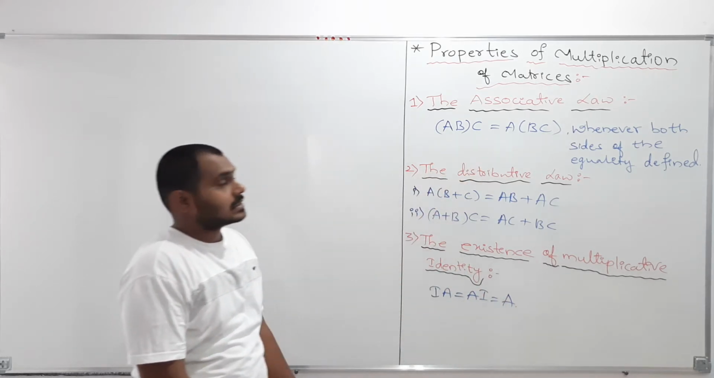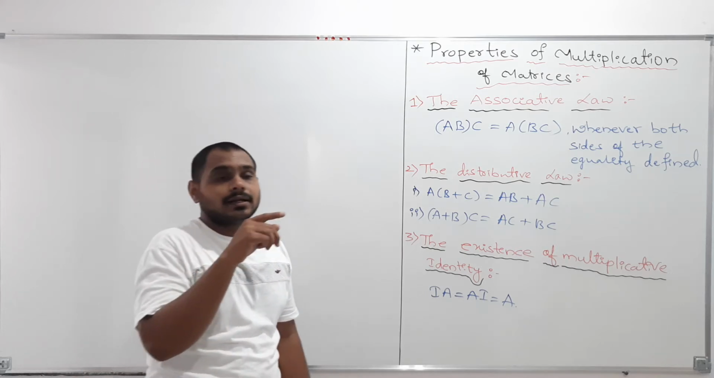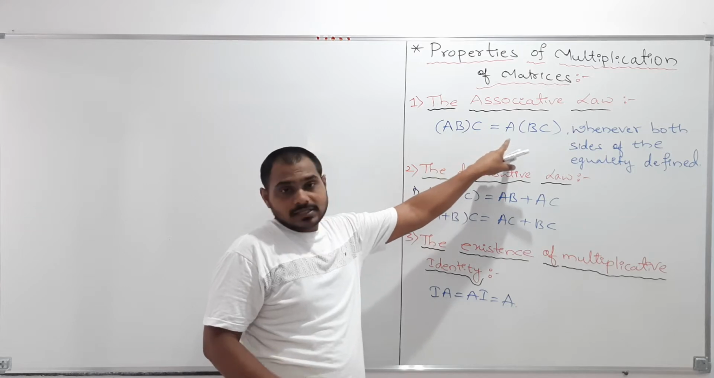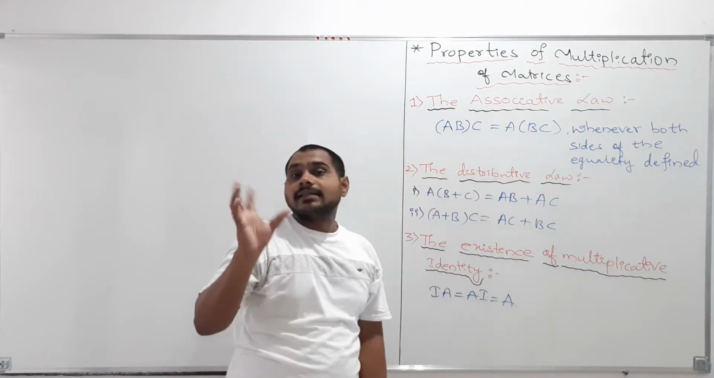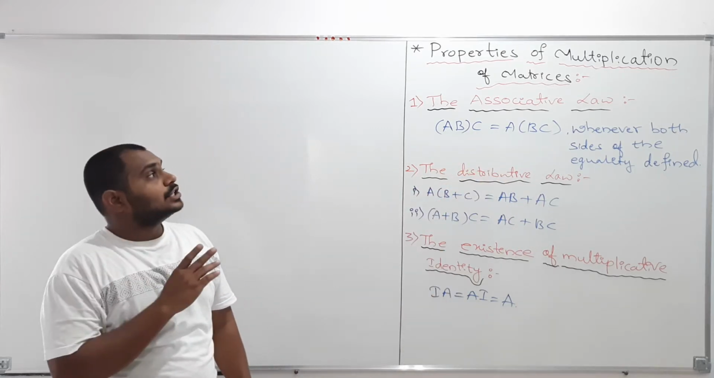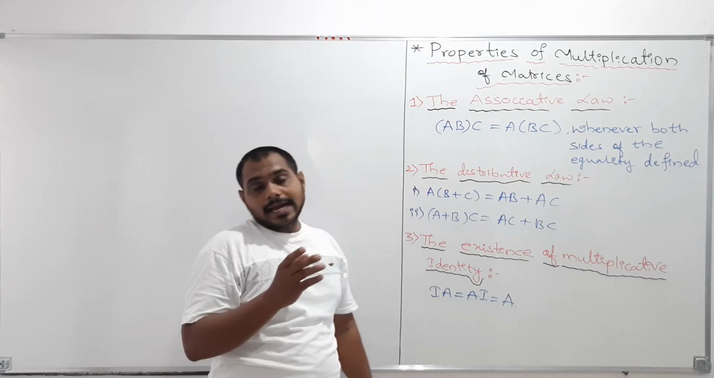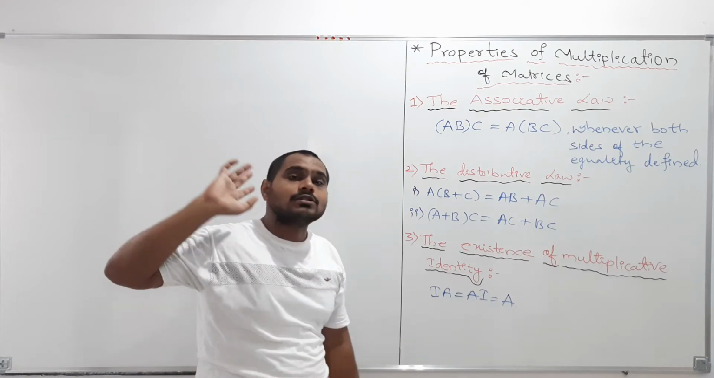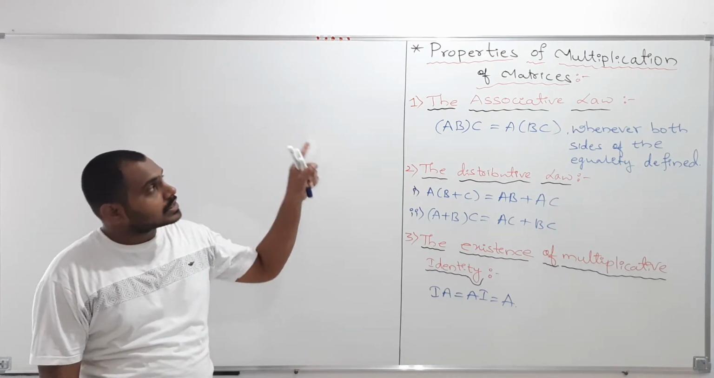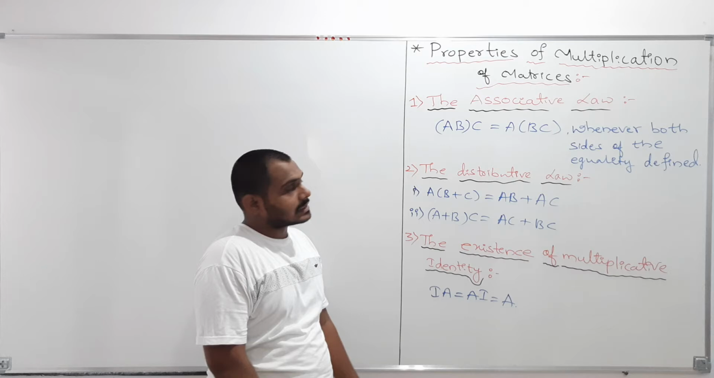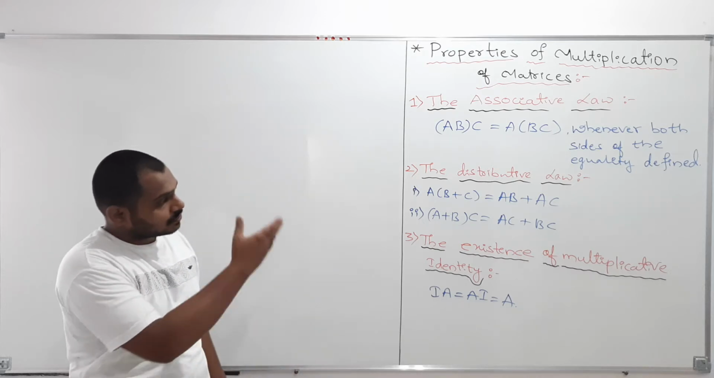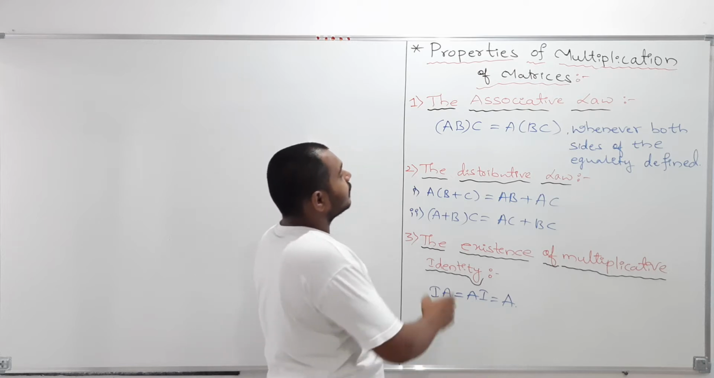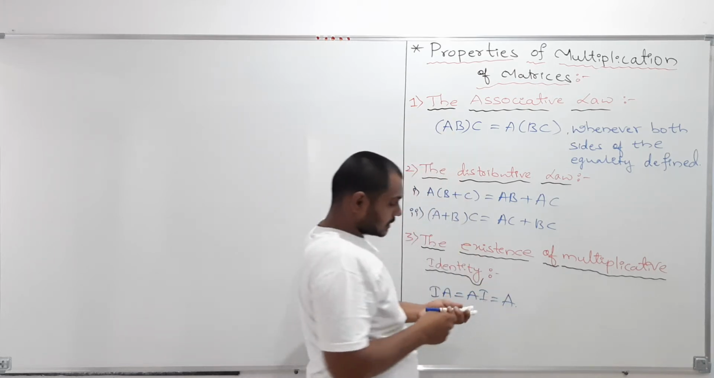Under addition we discussed (a + b) + c equals a + (b + c), like that under the addition of matrices. Under those properties, the associative law, we discussed the case of addition. Today's class I am going to discuss properties of multiplication of matrices. My dear students, proof is not required. You should just know the property. First I am going to discuss the associative law.